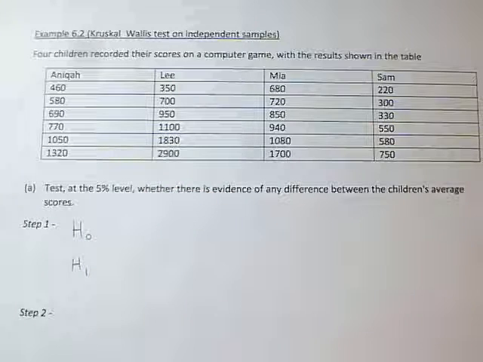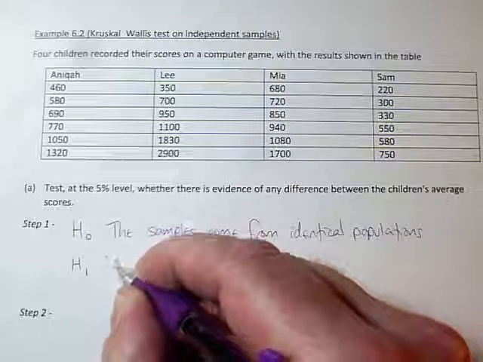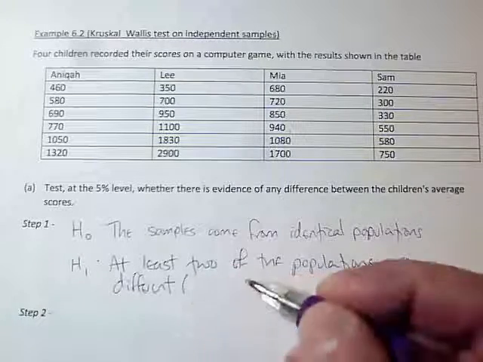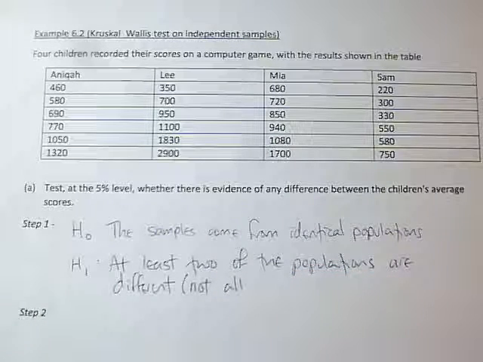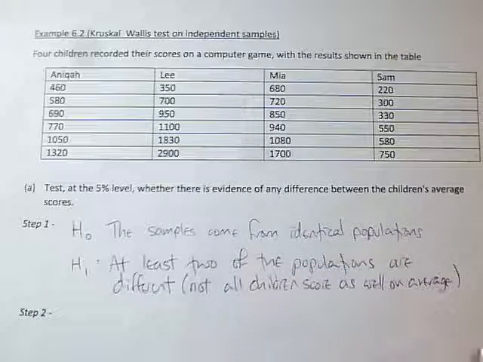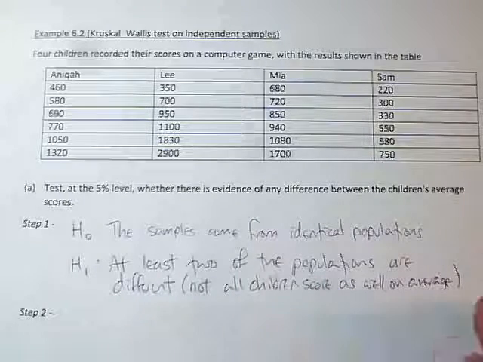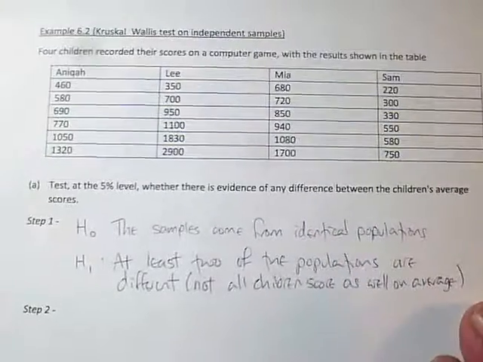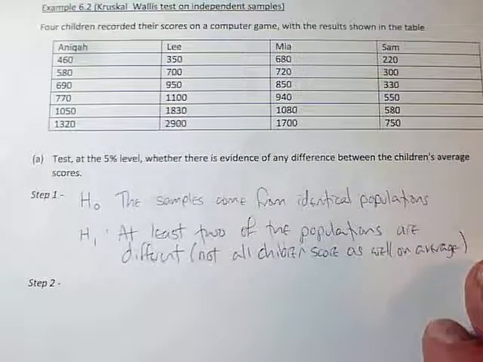H0, as ever for Kruskal-Wallis, is that the samples come from identical populations. So H1 has got to contradict that. So this is at least 2 of the populations are different. And we can put that in the context of the problem: not all the children score equally well. It's Kruskal-Wallis, so this is just a difference from H0. There is no one-tailed or two-tailed decision for us to make, because Kruskal-Wallis can't tell us the direction of any difference.